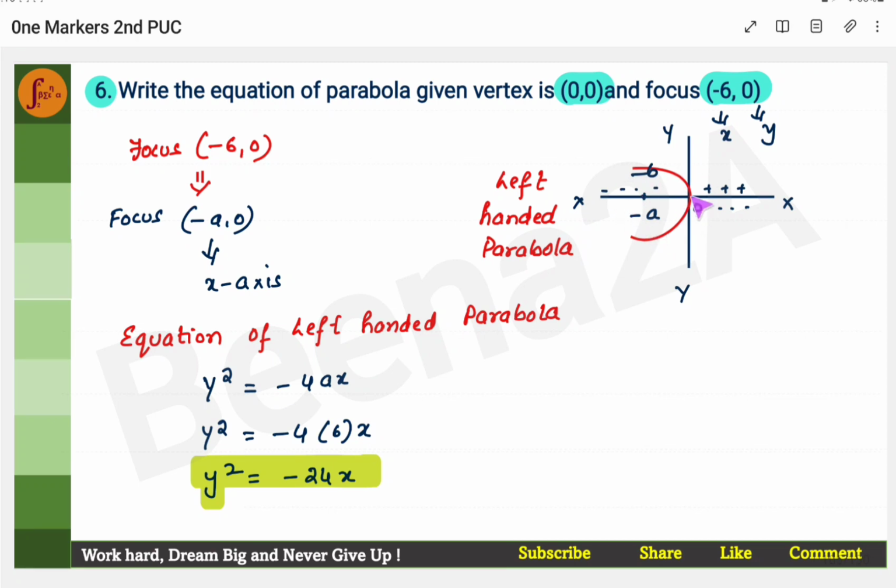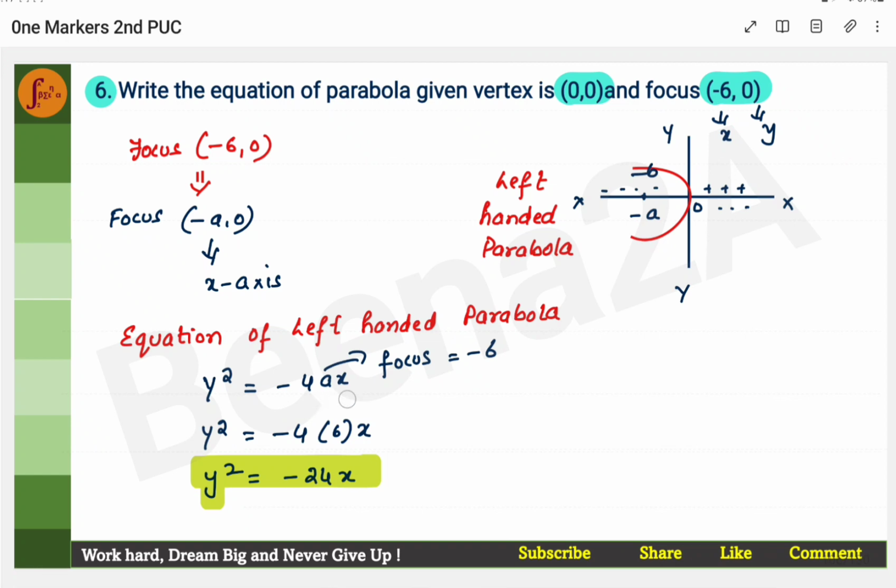And what is the equation for left-handed parabola? It is y square is equal to minus 4ax. Why minus? Because obviously focus is negative. Since focus is negative, the equation also will have negative here. So minus 4ax. Now, I know the value of a. This is the focus, which is minus 6. So I put 6 here. A becomes 6. Don't put minus 6 here, because the equation already has minus here.